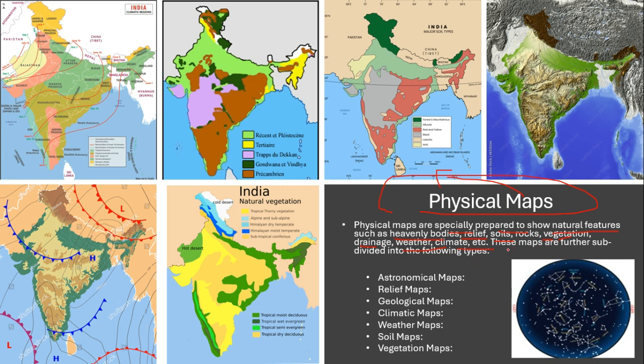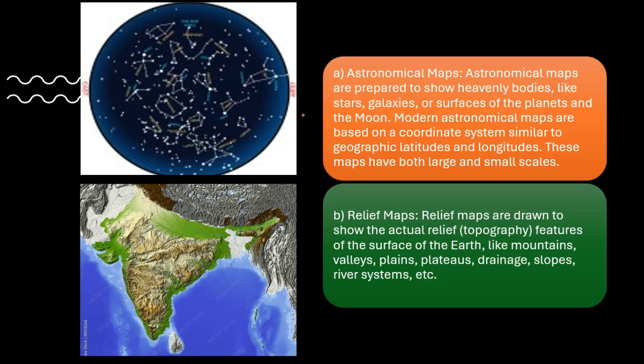This physical map is subdivided into a few types, like astronomical map, relief map, geological map, climate map, weather map, soil map and vegetation map. What is an astronomical map? Astronomical maps are prepared to show heavenly bodies like stars, galaxies or the surface of the planets and the moon. Here at the left side you can see a sky map or astronomical map. Modern astronomical maps are based on a coordinate system similar to geographic latitude and longitude. These maps have both large and small scale.